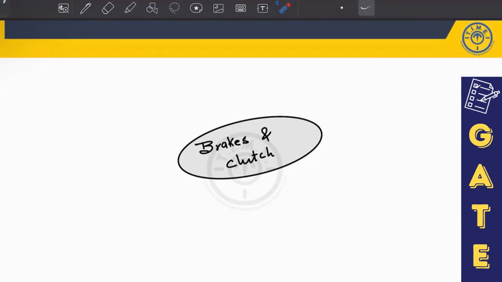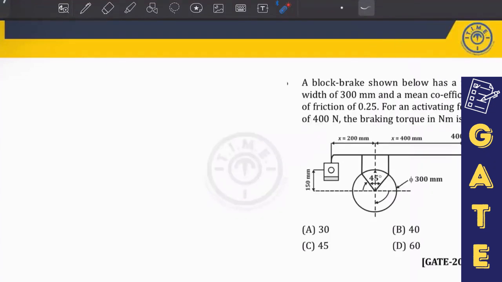The only thing is you have to find the direction of the friction force. If you are able to find the direction of the friction force, you can solve any problem related to brakes. Now see, this is the question. Let me discuss one question.